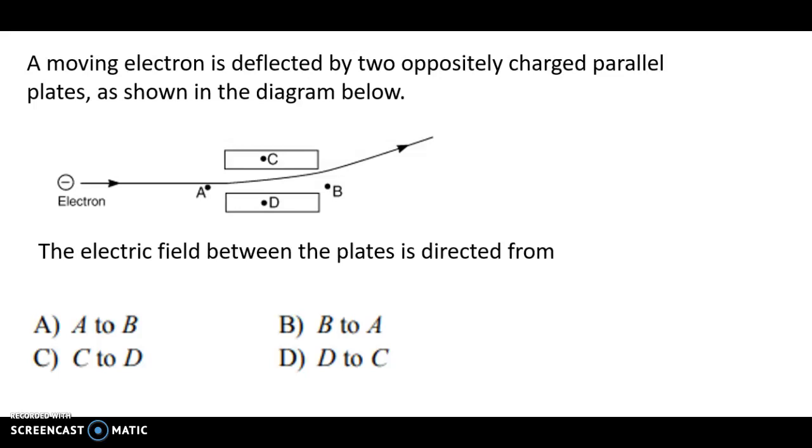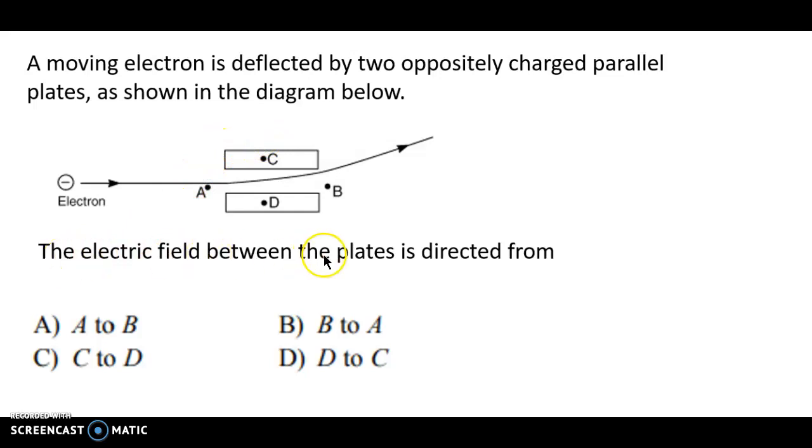This is a question. A moving electron is deflected by two oppositely charged parallel plates, as shown in the diagram below. We have an electron here. We're launching this electron until it will reach these parallel plates. So we know parallel plates. What do we mean by that? We have a positive direction and negative direction.